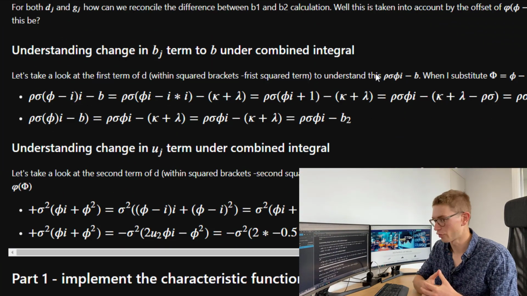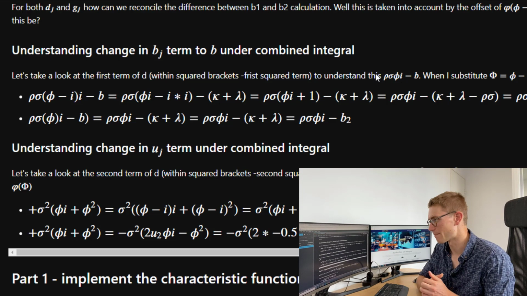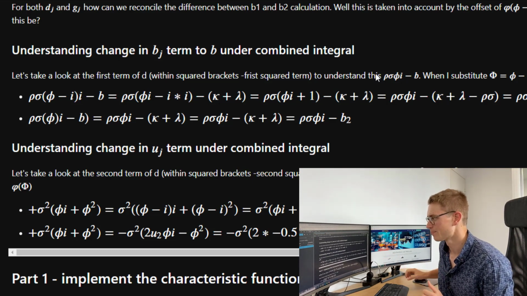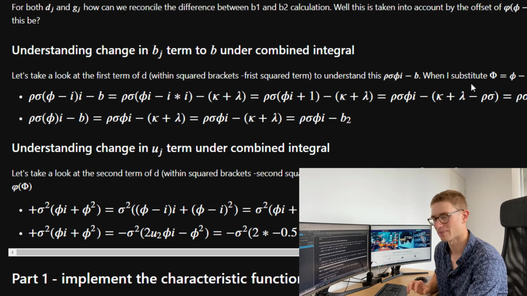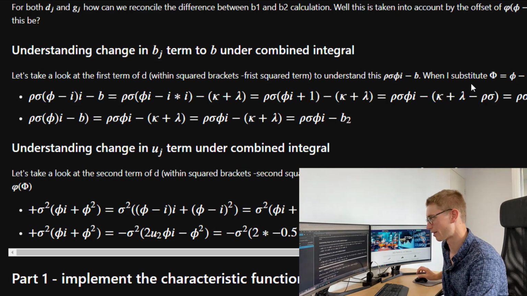So here I've got the math for understanding the changes in that b_j term, and then the u_j term respectively in terms of d, and I've tried to lay that out as succinctly as I can. If you'd like further explanations, just leave comments in the section below and I'll try and explain better there.